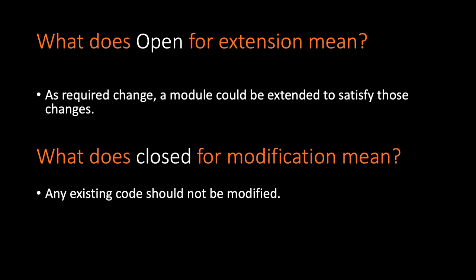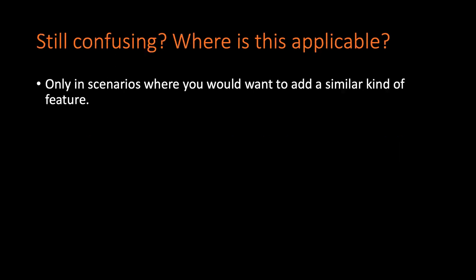The second one says closed for modification. This is pretty straightforward. The concrete classes you have created in the first part, you don't modify them at all, because to achieve new functionality you can just create a new class for the similar separate feature. Also, this is only applicable when you want to add a similar kind of feature.